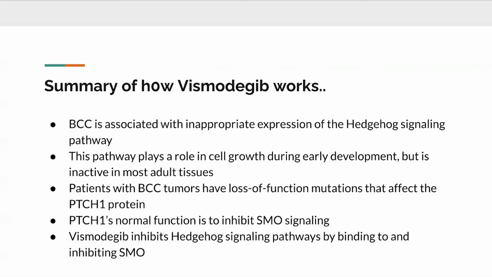As mentioned earlier, the mutation of the PTCH1 protein is what drives the spread of basal cell carcinoma. When this protein has a loss of function mutation, it can no longer inhibit SMO signaling, and the hedgehog pathway is activated, causing the GLI1 proteins to be released to the nucleus. Then the GLI1 protein acts as a transcription factor, and it triggers cell renewal, survival, and angiogenesis.